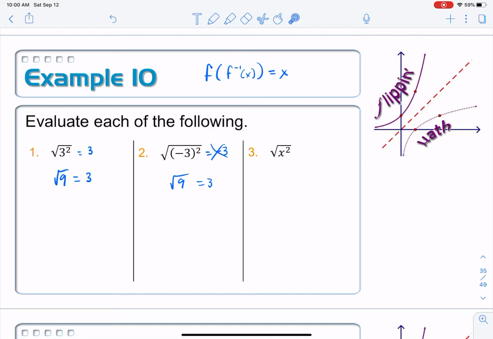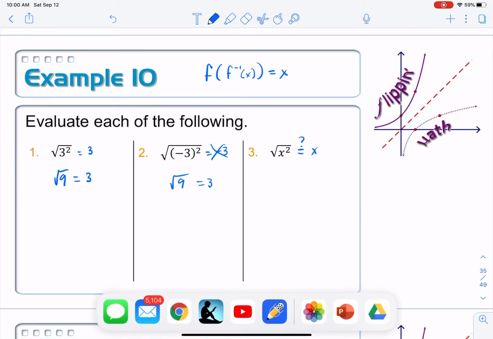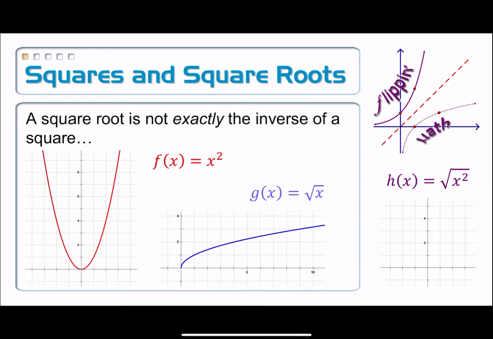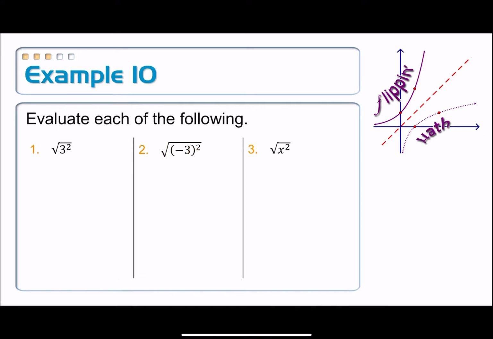Again, it's because there's a subtle thing that's happening here between square roots and squares. So on number 3, when we ask what is the square root of x squared, is it as simple as just x? The answer is it's just not. So let's take a look at the next couple of slides here, some animations. I have the graphs of each of these. I've got f of x being x squared, g of x being the square root of x, and then we're going to do a composition where x squared goes into the g of x function in order to make this h of x function, which is basically what we're trying to evaluate here on number 3.